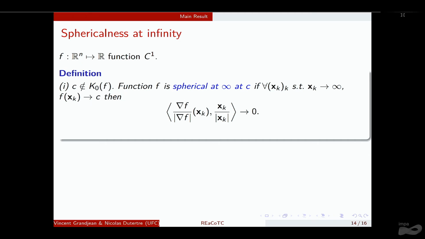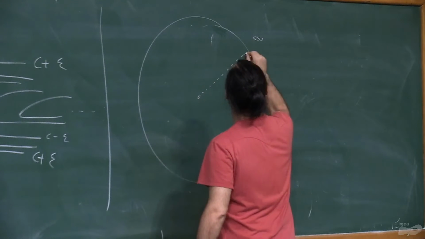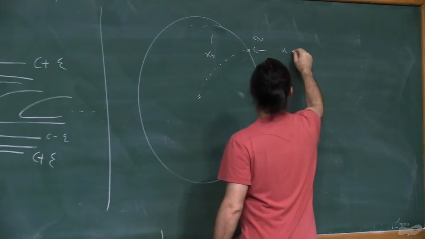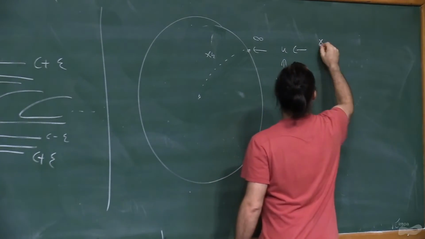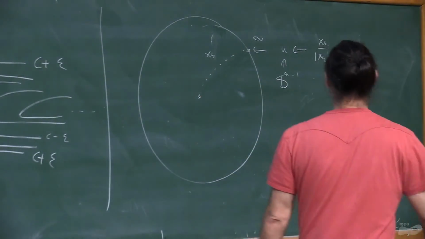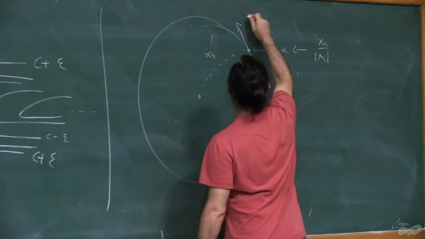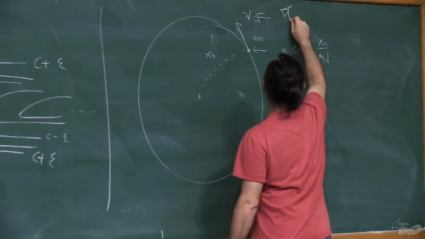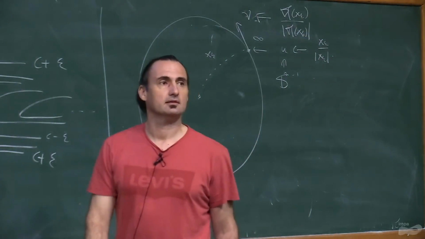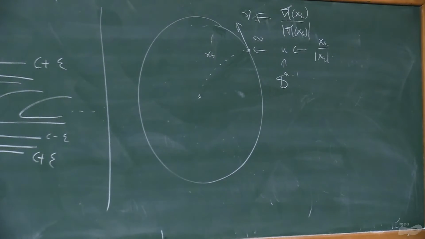So I have infinity here, which is my, you can think of a sphere. And I go there, and my sequence here goes to a certain point. Then the gradient along this sequence, the normalized gradient, will be orthogonal. I know this is weird. And there is a set, the values at which the function is not spherical at infinity.